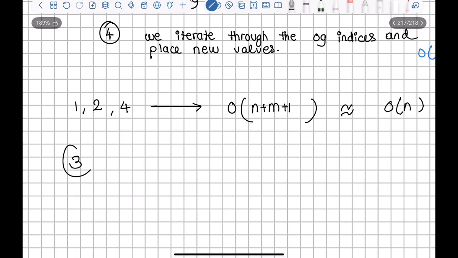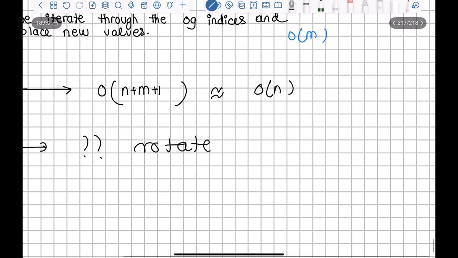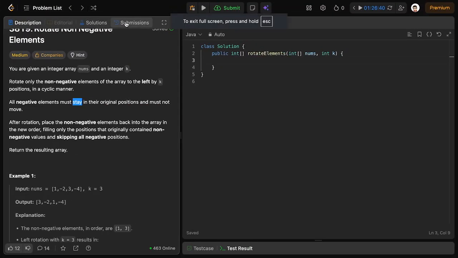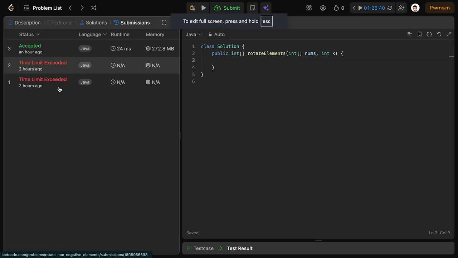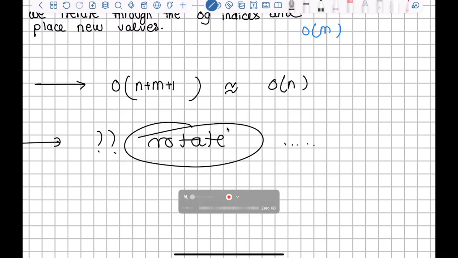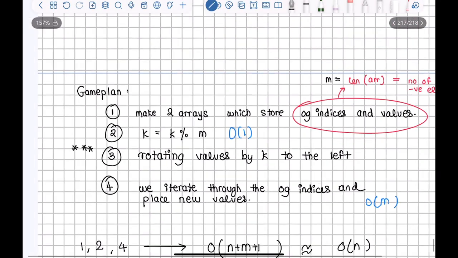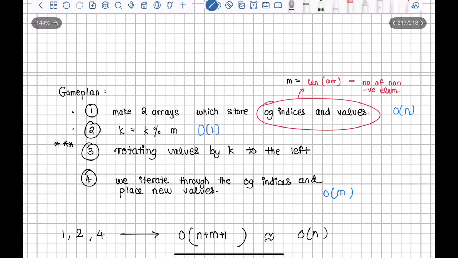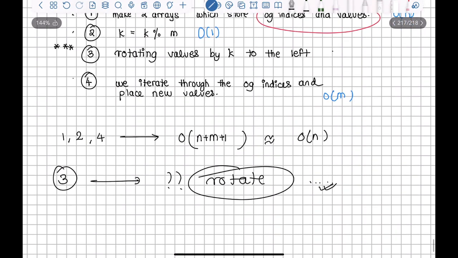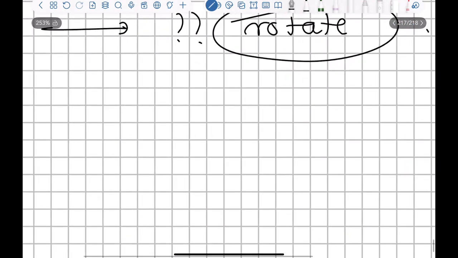Now 3, how do we rotate? This is where I got TLE. I'm not kidding, I got 2 TLEs just because of this. My logic was entirely correct. I did this, also did this, but I failed here. This is very important. So how do we rotate?